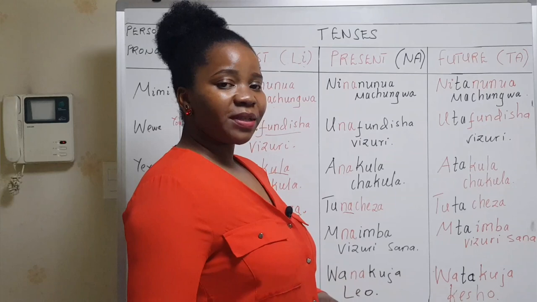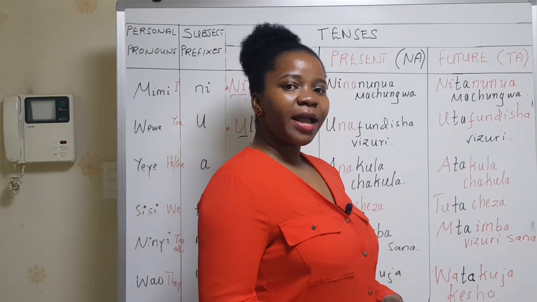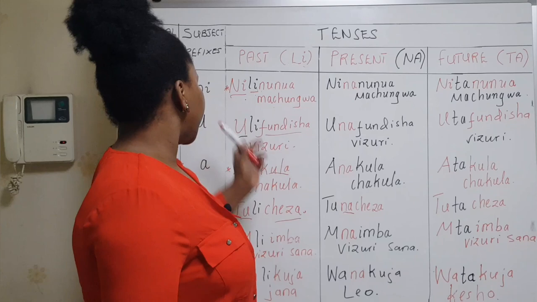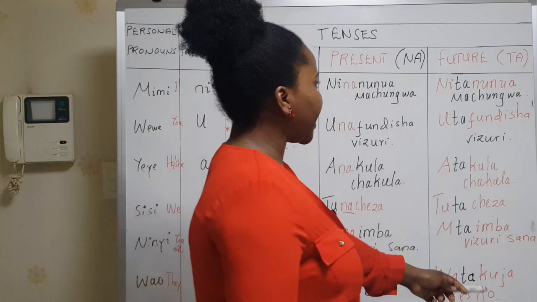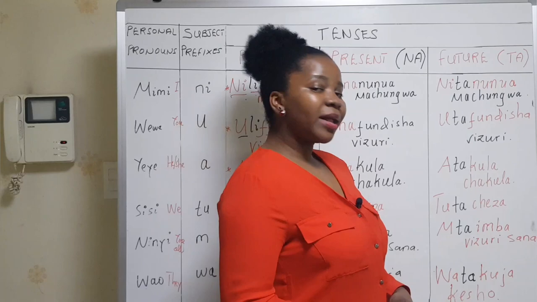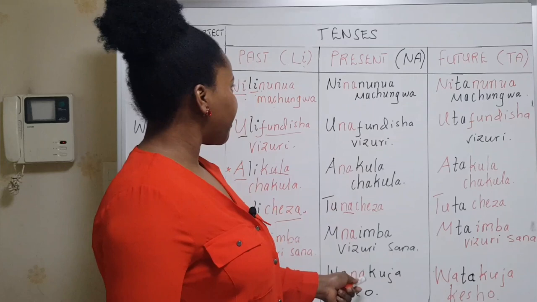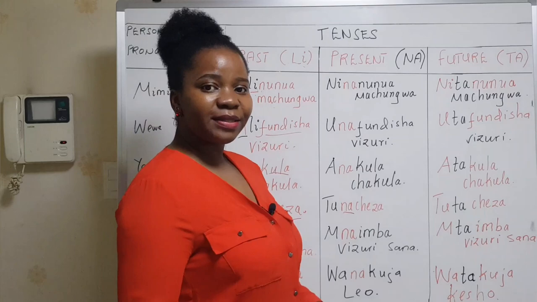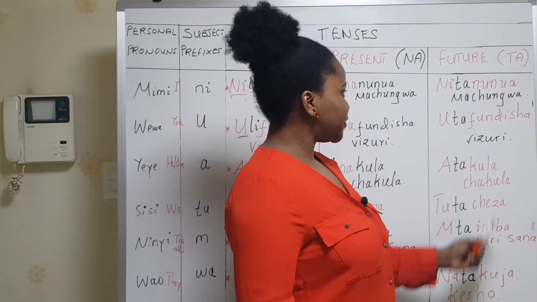So watakuja kesho. Wa stands to represent the subject prefix, which means wao or they, and ta is the future tense, and kuja is to come. So watakuja kesho, that means they will come tomorrow. But for the present tense, we said wanakuja leo. Leo is today, and kesho is tomorrow. That stands for the future tense, watakuja kesho.